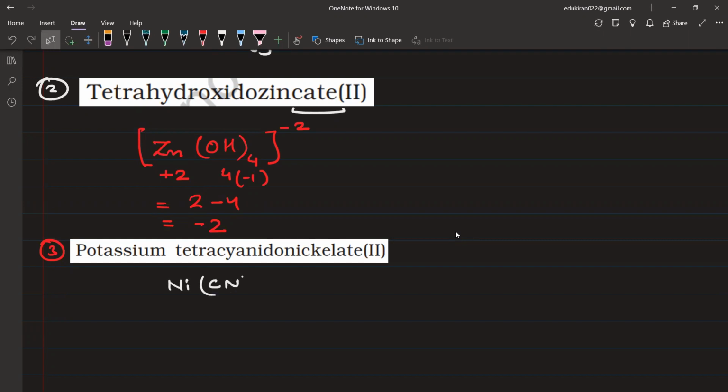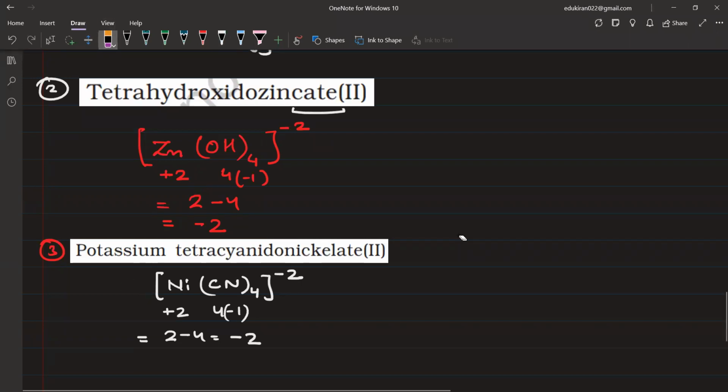Cyanido will be CN, and how much? Tetra, so it will be 4. Now what they are asking, they are saying that nickel is 2, so it will be plus 2. Then CN is what? 4 into minus 1. So the complete charge on this complex will be equal to how much? 2 minus 4 is equal to minus 2. So this complex is having minus 2, so to counter it, potassium will have how much? K2. Okay, why K2? K2 because each potassium has plus 1 charge.